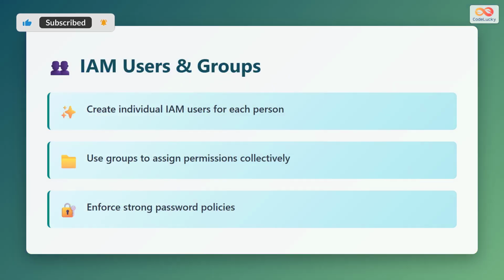Now let's discuss IAM users and groups. Always create individual IAM users for each person who needs access to your AWS account. Never share credentials between multiple people, as this makes it impossible to track who performed which actions. Use groups to assign permissions collectively to multiple users. Instead of attaching policies directly to individual users, create groups based on job functions or departments and assign users to appropriate groups. This makes permission management much more efficient.